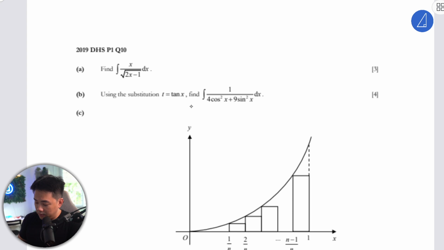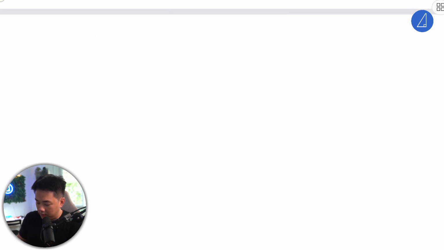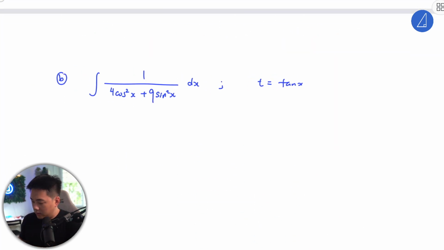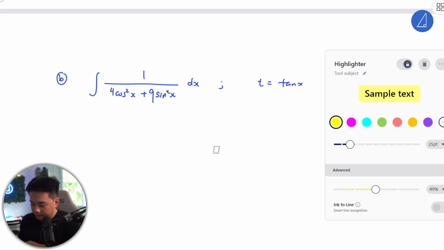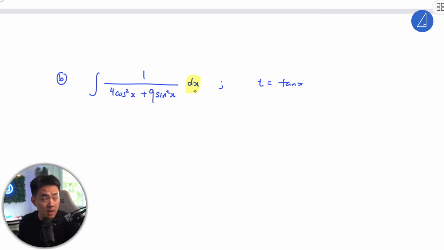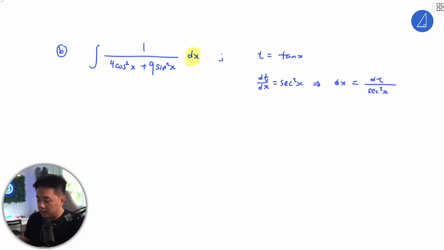Part B, by using substitution. So I'm going to just copy this question down. Our goal here is to essentially make sure that we change this to dt and also change everything to be in terms of t, right? So in this case, dt dx will just be secant square x. So dx will just be dt over secant square x, right? So we could just replace everything in, and we try to change everything to be in terms of t. That's the whole idea there.